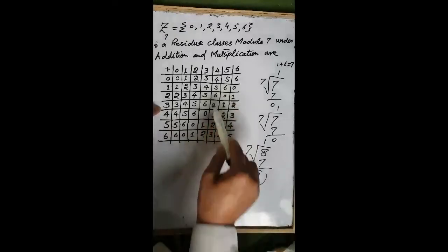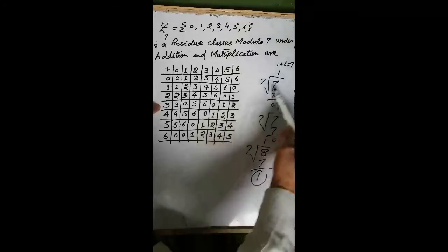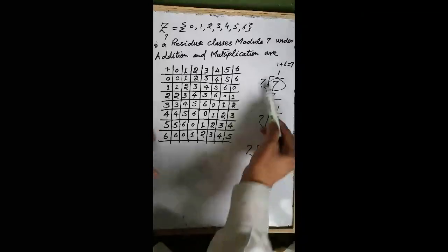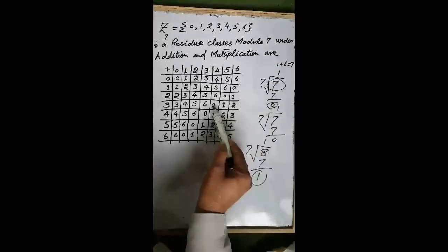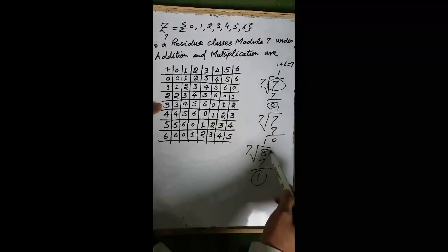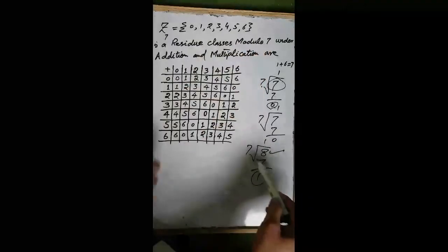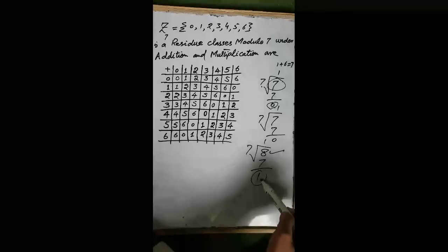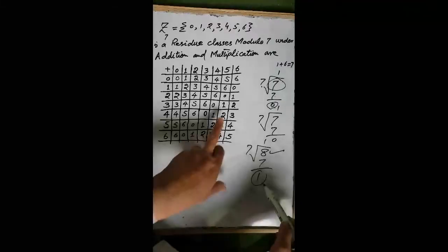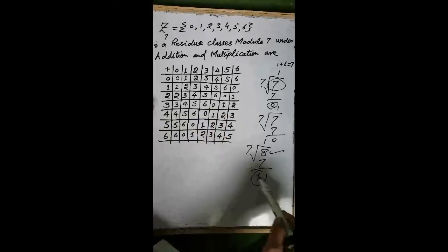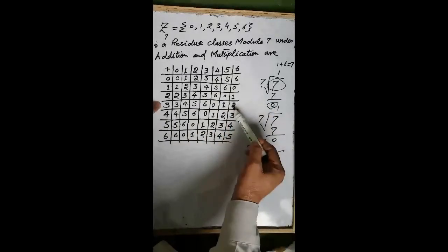3 plus 4 is equal to 7. Divide the result 7 by 7. The remainder is 0. Substitute here this 0, and 3 plus 5 is equal to 8. This 8 is greater than 7. Divide this 8 by 7. 7 multiplied by 1 is equal to 7. The remainder is 1. Replace this element by this remainder.